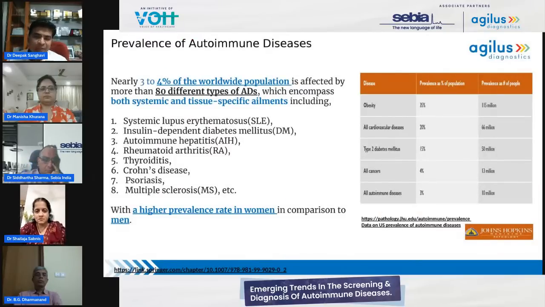Prevalence, as per many articles present in the literature: 3 to 4% of the population is affected by autoimmune diseases. There are 80 different types of autoimmune diseases, which are differentiated as systemic as well as tissue specific, that is organ specific. Some common examples we all know are SLE, diabetes mellitus, autoimmune hepatitis, rheumatoid arthritis, which is commonly seen, thyroiditis, psoriasis, Crohn's disease. And the prevalence is higher in women, based on many articles.